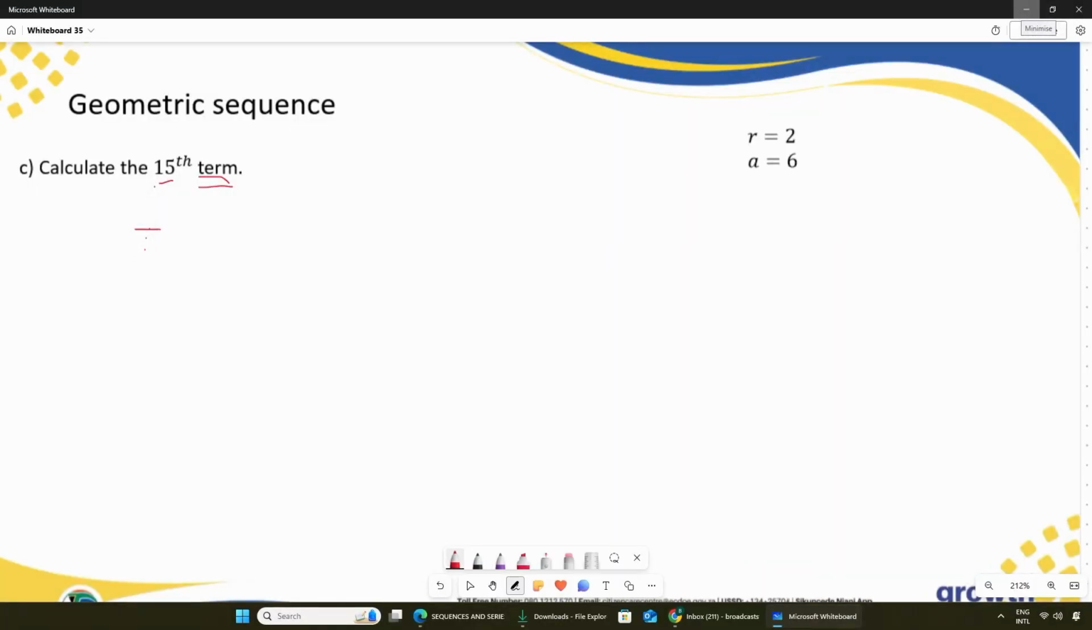Now, they want you to look for the value of that particular term or position. Okay, let's use the general formula for geometric: Tn = ar^(n-1). Now, that will be T15 = the first term. You know that the first term is 6, so that will be 6 times, and then r is 2, so that will be 2 to the power of 15 minus 1, where 15 is the value of the term. So you get a value.